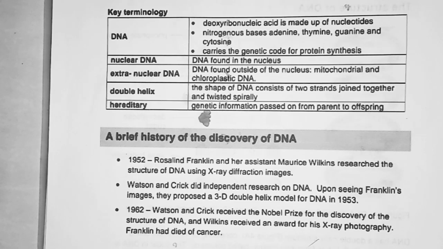Nuclear DNA: DNA found in the nucleus. Extranuclear DNA: DNA found outside the nucleus, mitochondrial and chloroplastic DNA. Mitochondrial and chloroplastic DNA are called extranuclear DNA because they are found outside the nucleus.